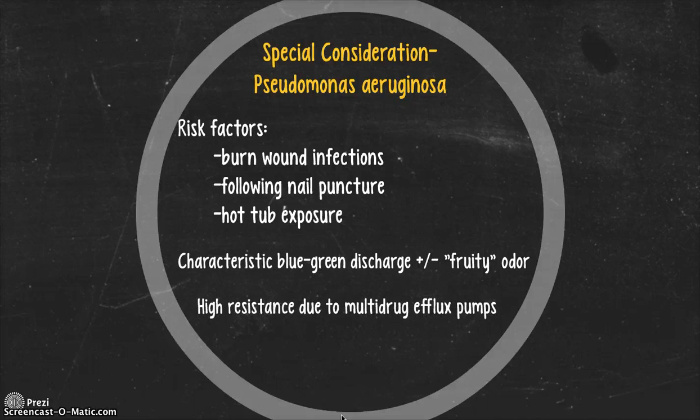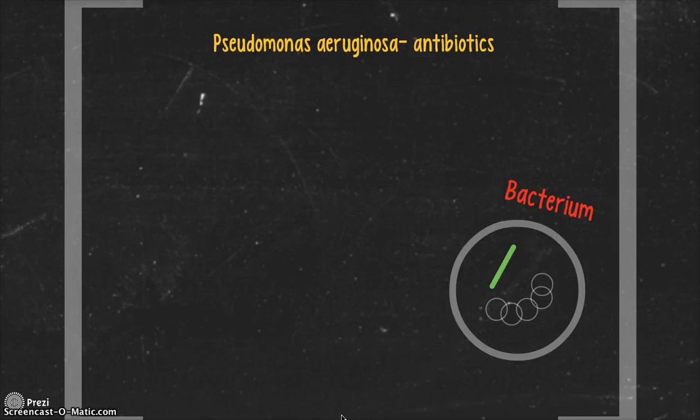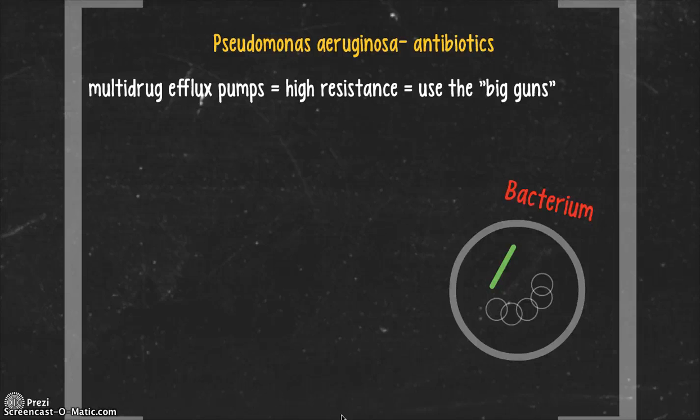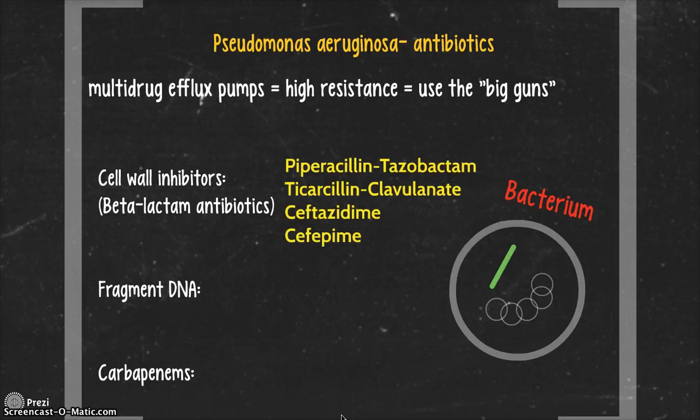For management of infections that have risk factors for Pseudomonas, there are only a limited number of antimicrobials available due to the multi-drug efflux pumps. For your information, effective antimicrobial agents for Pseudomonas aeruginosa include most of the big guns. In terms of cell wall synthesis inhibitors, we have piperacillin tazobactam, ticarcillin clavulanate, ceftazidime, and cefepime that work on the cell wall.